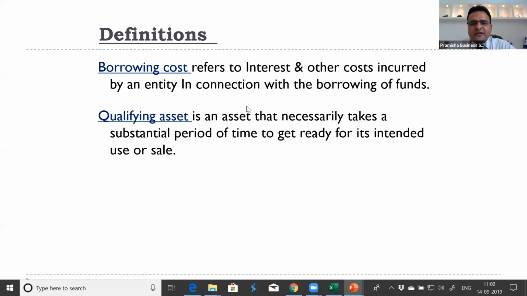Borrowing costs refer to interest and other costs incurred by an entity in connection with borrowing, relating to a qualifying asset, which takes a substantial period of time. There is no definition for substantial, normally considered more than 1 year. There is no exact definition given by the IASB for substantial period of time. It's based on judgment.